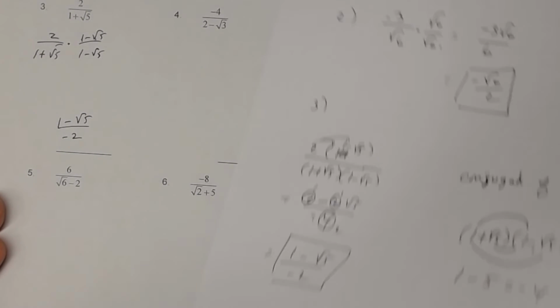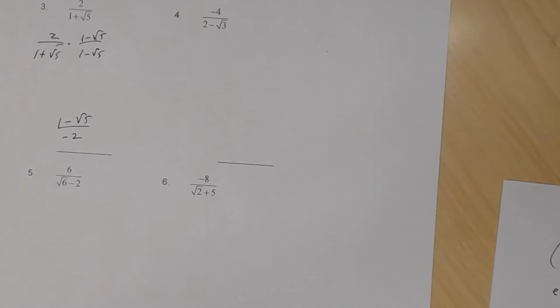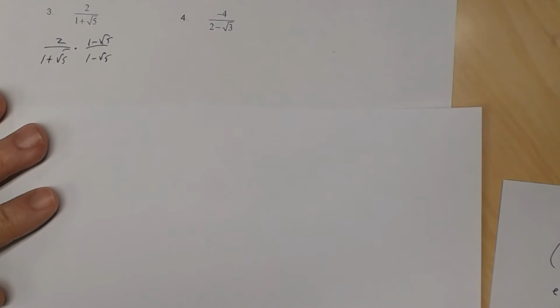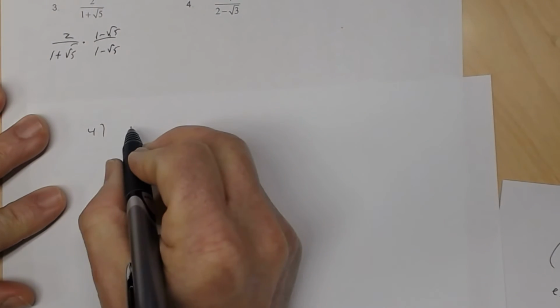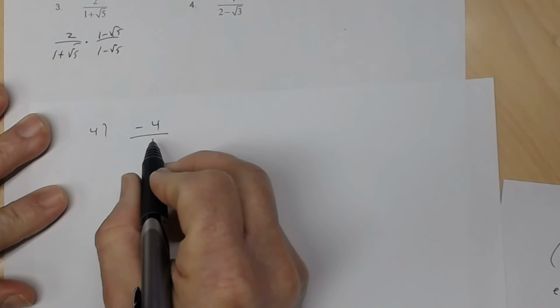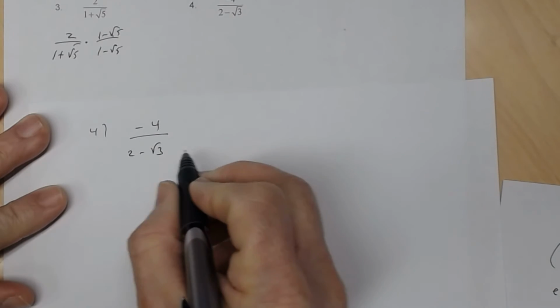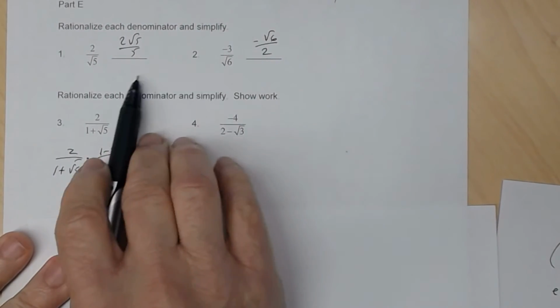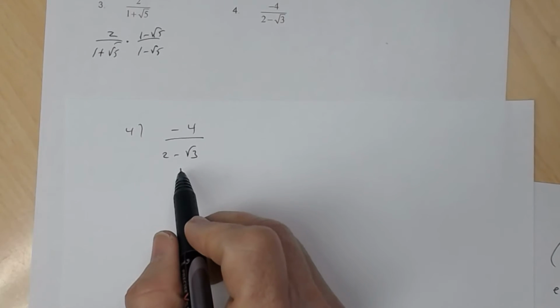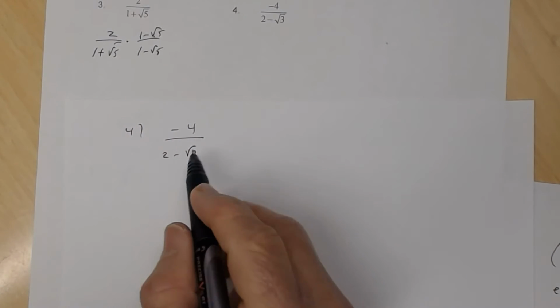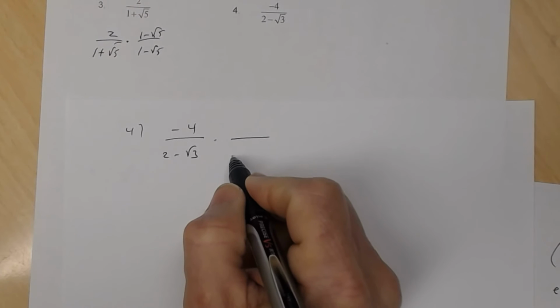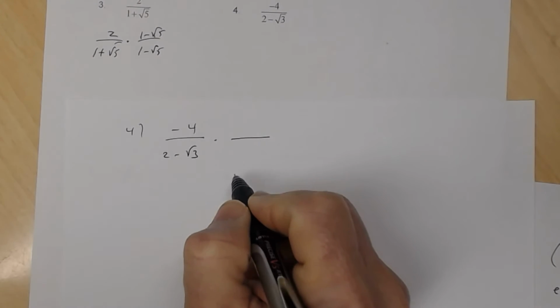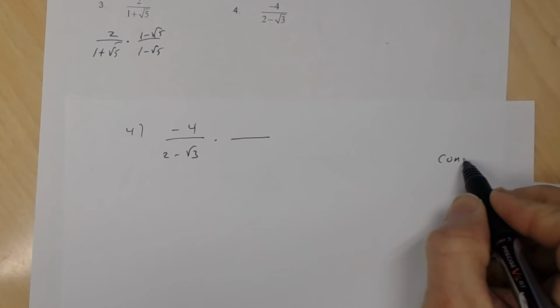All right, number 4. So when you do number 4, you have negative 4 divided by 2 minus the square root of 3. So again, you have a binomial. It's not as simple as this one. This one was much simpler. Here, you have a binomial, so you can multiply both numerator and denominator by the conjugate.